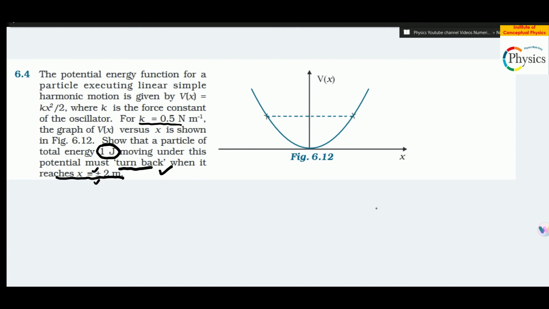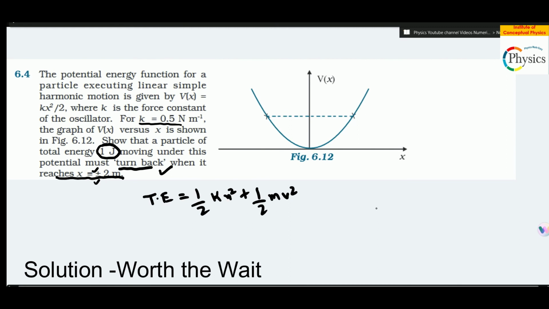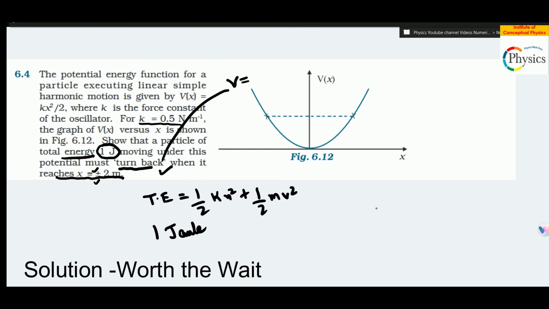So let's say the total energy of this body is half kx squared plus half mv squared. The total energy is known to you, right? So it's 1 joule. At the point of turn back, what is the velocity? 0, right? At the point of turn back, velocity is 0. It is the extreme point where the velocity is 0, right? Velocity is highest at the equilibrium position.